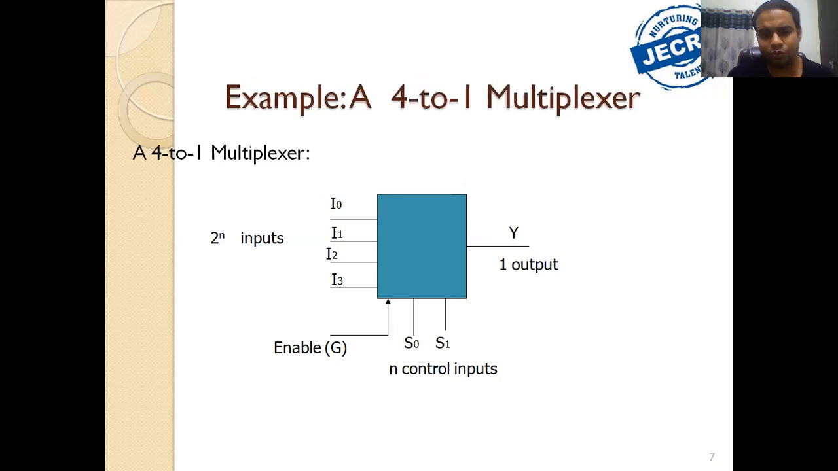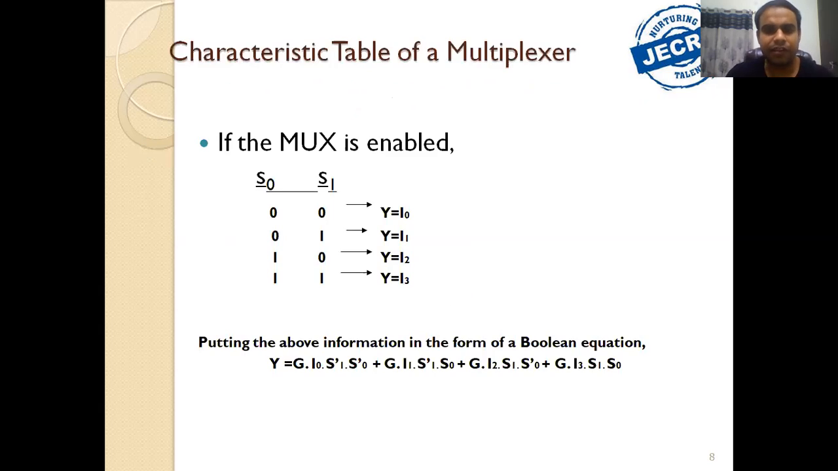I skipped the 2:1 multiplexer because if we study the 4:1 multiplexer, it will automatically cover the 2 to the power 1 case. So the 4:1 multiplexer is as shown in the figure. Again, I0, I1, I2, I3 are the inputs. S0, S1 are our control inputs and there is 1 output. Always there is 1 output in a multiplexer, and enable is D. Now, if the multiplexer is enabled, then only it will work. Otherwise, the output will always be 0.